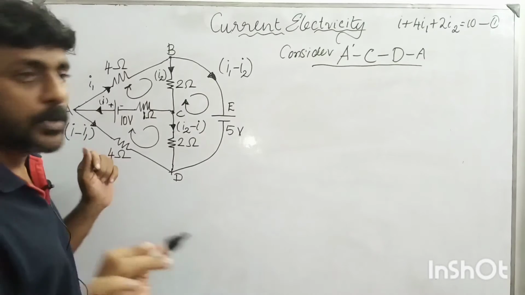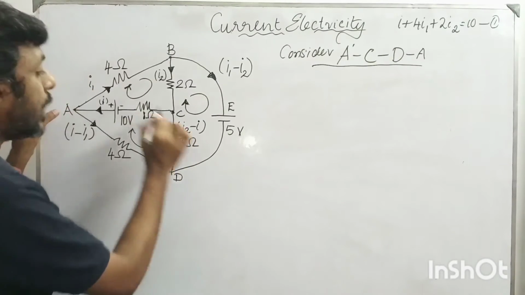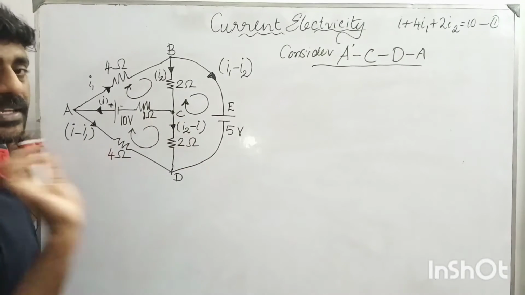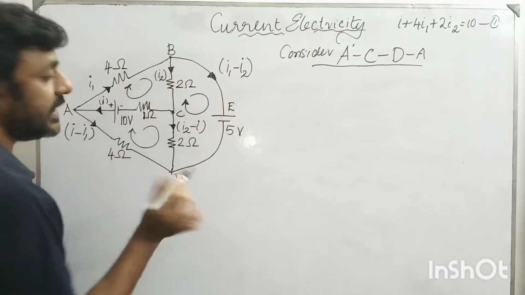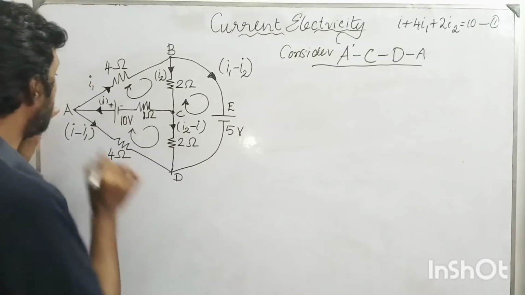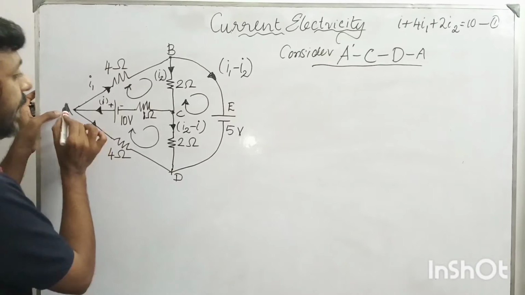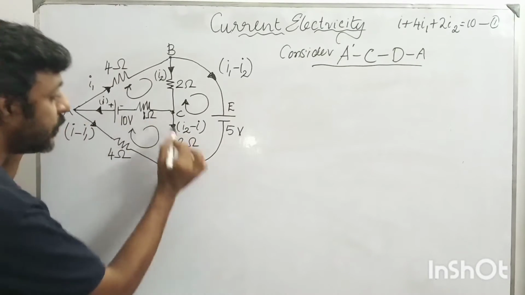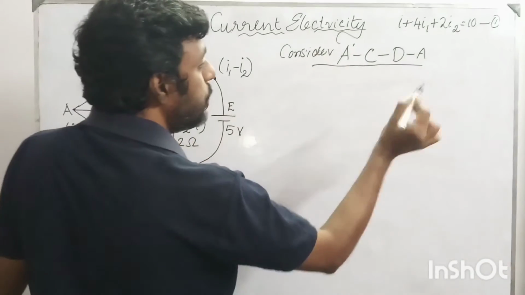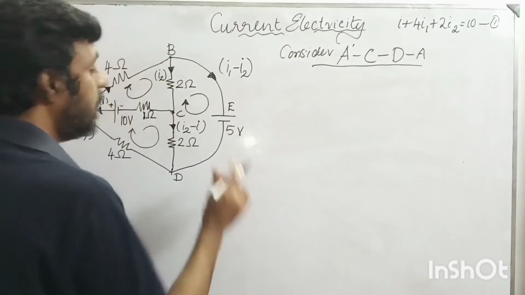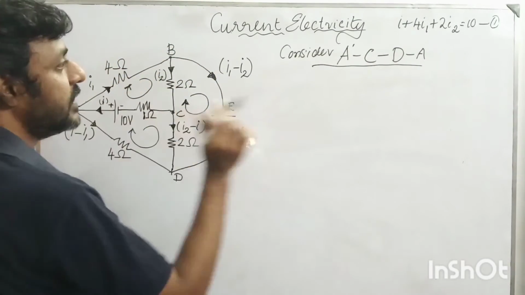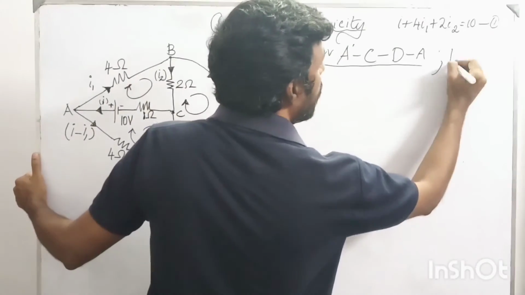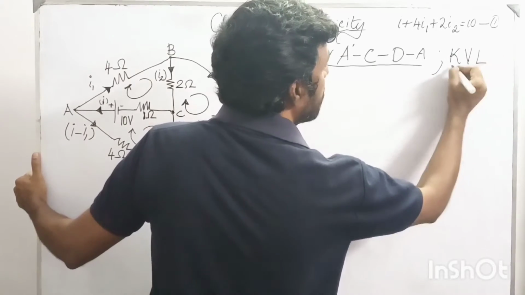This is very important. Students usually forget to close the loop. They just say ACD, or BED, and that's all they put. No, it is wrong. You need to close the loop. ACDA means the loop is being closed. This is very important, you need to take it into consideration. So ACDA is the loop, and in this loop you are going to apply KVL.